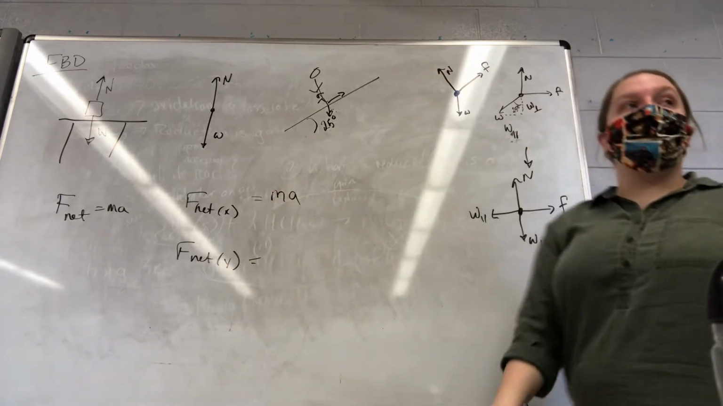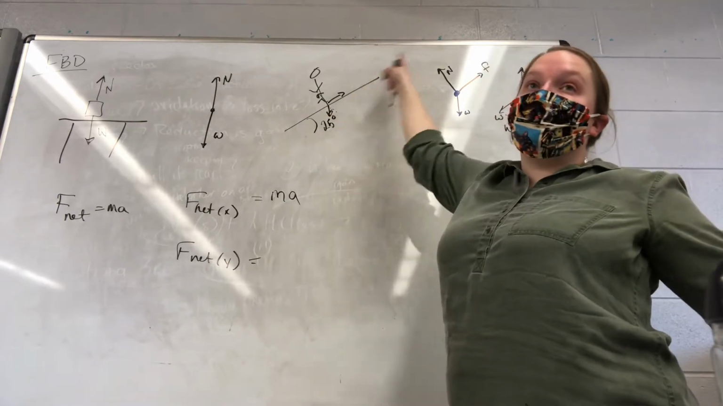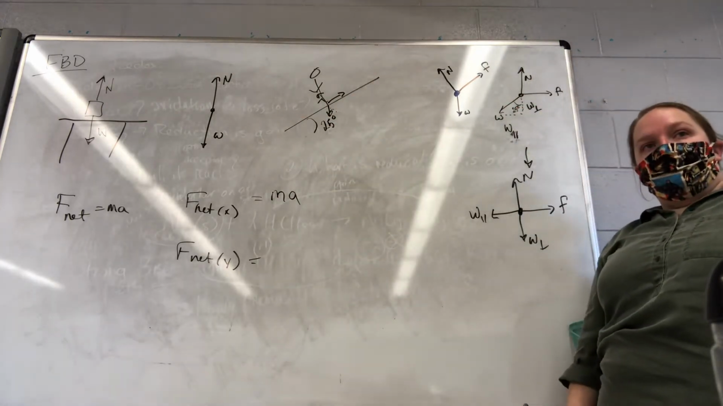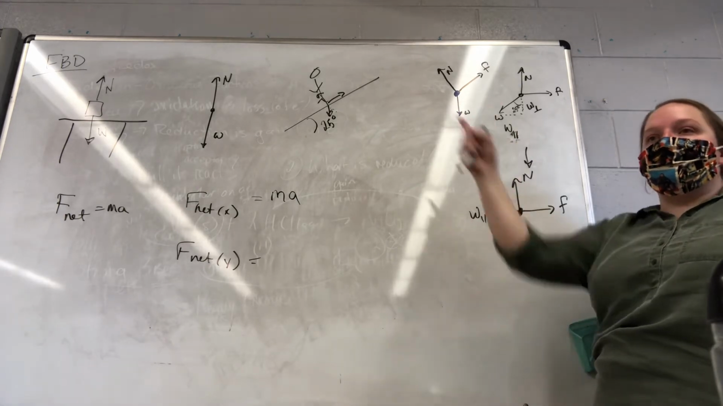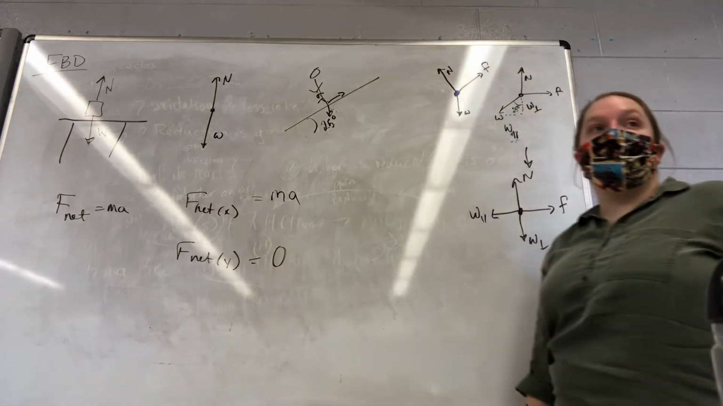M times a, right? We're saying he's moving in the x direction. Remember, we turned this diagram. We're saying the x direction is down the hill. Okay? Is he moving in the y direction? Is he jumping up and down as he runs down the hill? No, he's not. So the y direction is going to be the one that has 0.